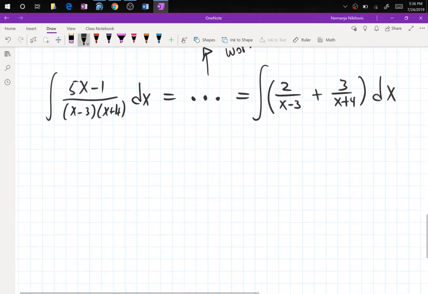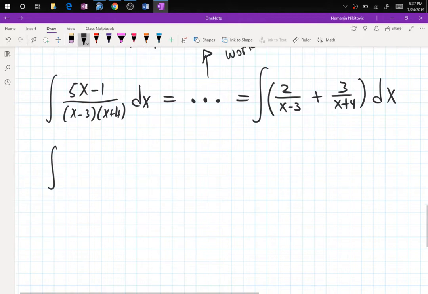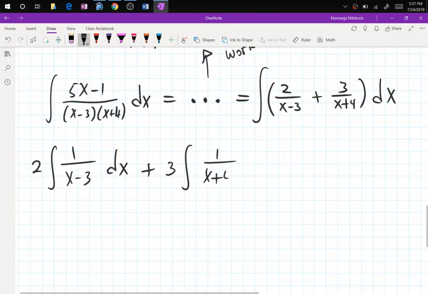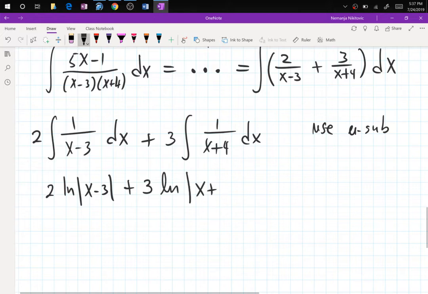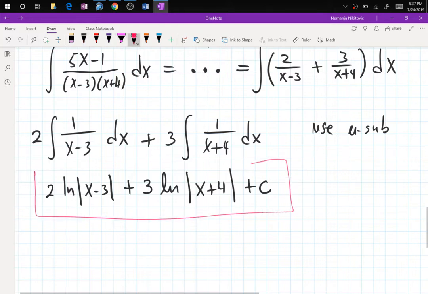Now, to solve this, you have your integral, you kick 2 outside, 1 over x minus 3 dx, plus kick 3 outside, 1 over x plus 4 dx. Use u-sub if you are not already comfortable, but by doing the homework for this section, you will immediately see that when you get this, you know it's ln immediately. So 2 ln absolute value of x minus 3 plus 3 ln absolute value of x plus 4 plus C. And that would be the answer.